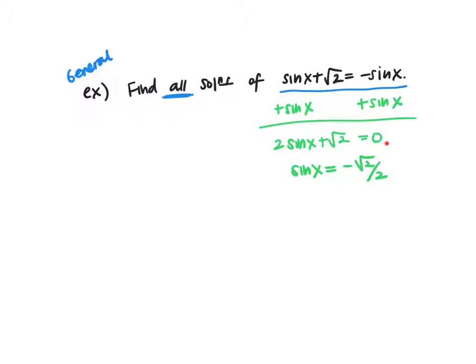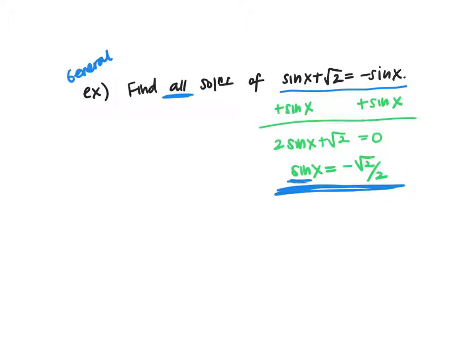Then I subtracted root 2 and divided by 2, getting sine of x equals negative root 2 over 2. Right, so in the end you want an equation where you just have a single trig function. So now that we have it rewritten as sine of x equals negative root 2 over 2, we have to do the following.